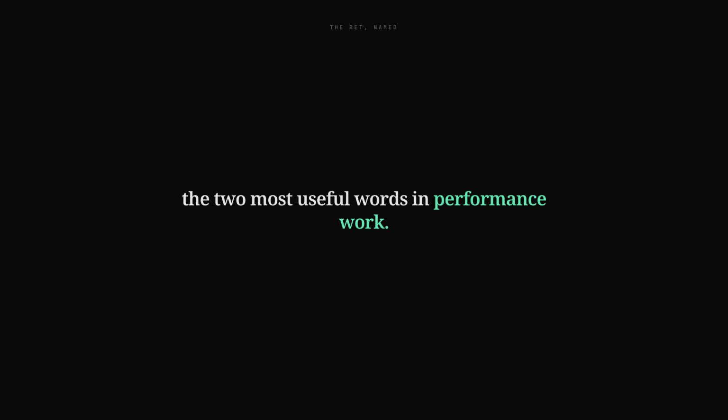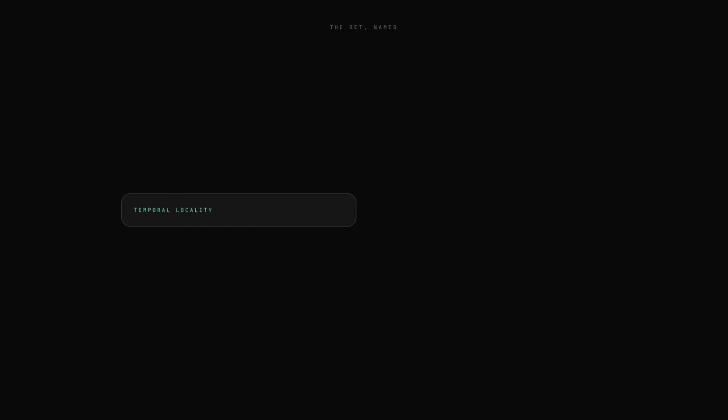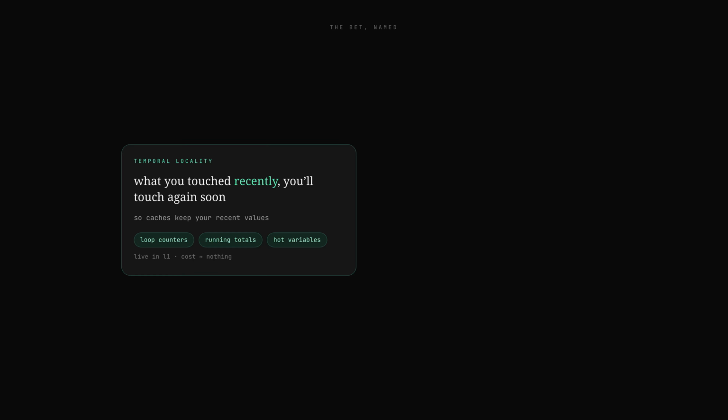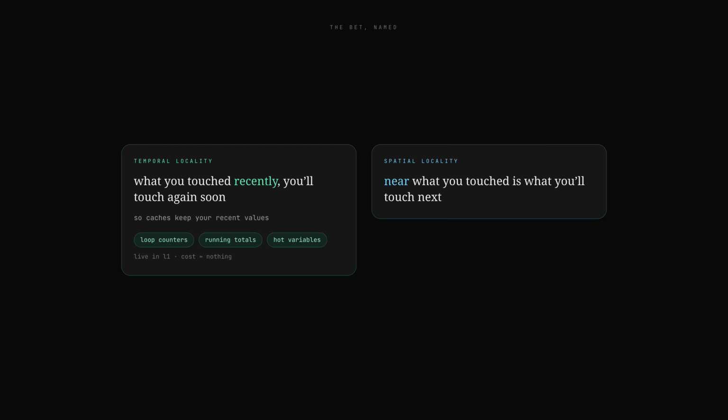The bet the hardware keeps making has a name. Two names, actually, and they're the 2 most useful words in performance work. Temporal locality: what you touched recently, you'll touch again soon. That's why caches keep your recent values. Loop counters, running totals, hot variables, they live in L1 and cost basically nothing. Spatial locality: near what you touched is what you'll touch next. That's why a miss hauls in the full 64-byte line, neighbors included.